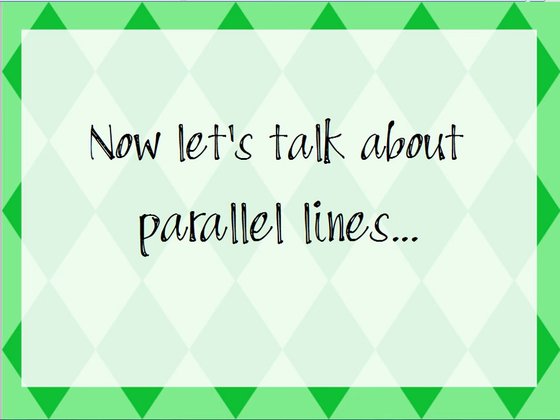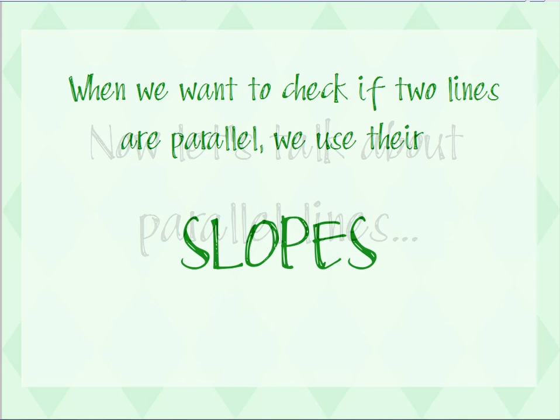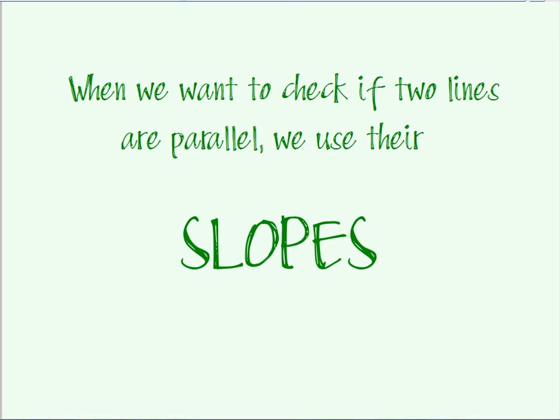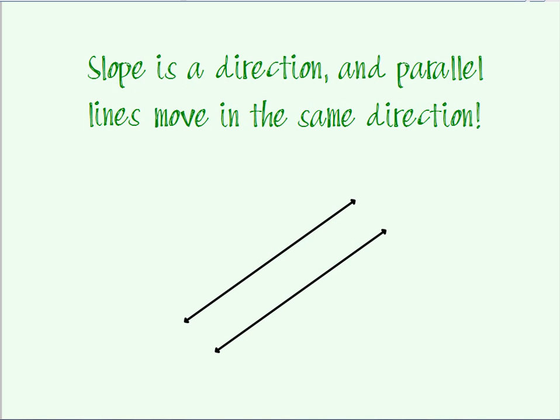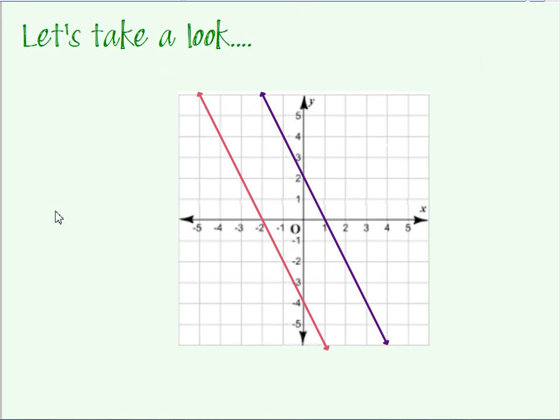Let's quickly talk about parallel lines. That's going to be part of our new unit. If we want to check if two lines are parallel, we're going to take a look at their slopes. Just a reminder that slope is a direction. Slope is not a place or anything else. Slope is simply a direction, kind of like go north, then go east, right? Parallel lines move in exactly the same direction. So slope can tell us whether two lines are parallel.